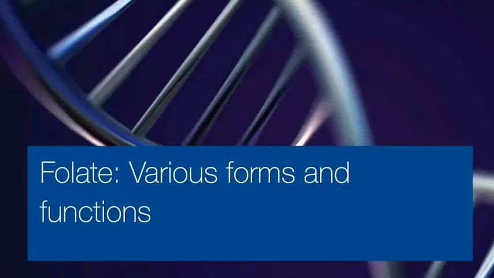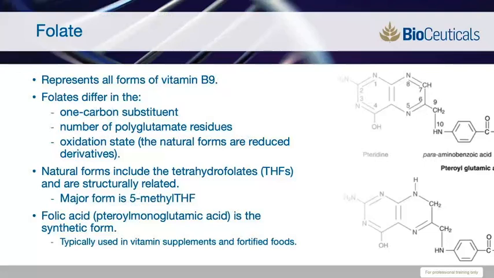So let's get into folate. The word folate is a generic term that actually represents all forms of vitamin B9. Folates differ in their 1-carbon substituent. This means the methyl groups. Remember, 1 carbon is a methyl group. Folates also differ in the number of polyglutamate residues, and I'll explain what this means. And folates also differ in their oxidation state. So folic acid is oxidized, whereas the natural food folates are the reduced form.